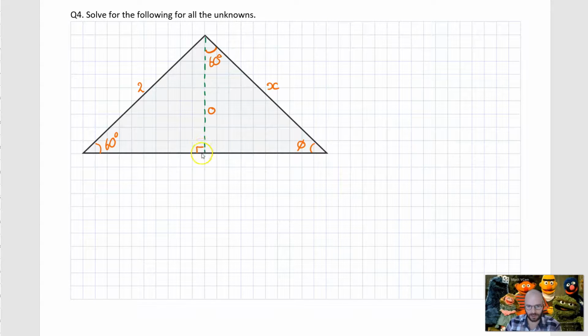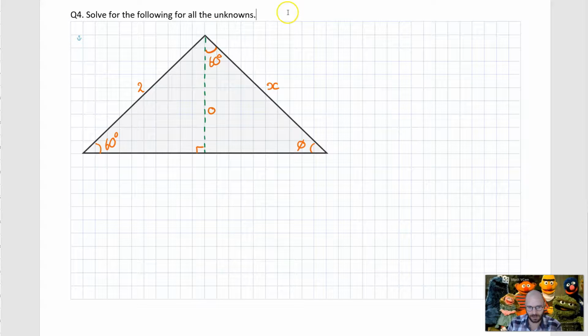However, where we're going to start from is we're going to use our trig and we'll work out everything rather than doing it using the triangle properties. So the first point we're going to turn our attention to is this side O over here.